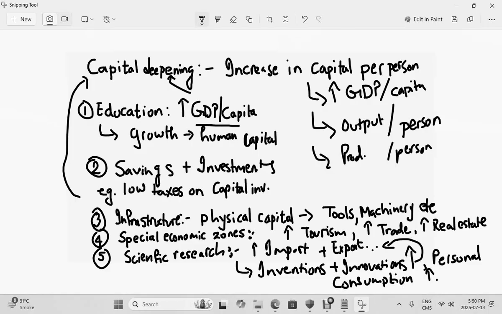All right, so that would be it when it comes to economic growth and capital deepening.